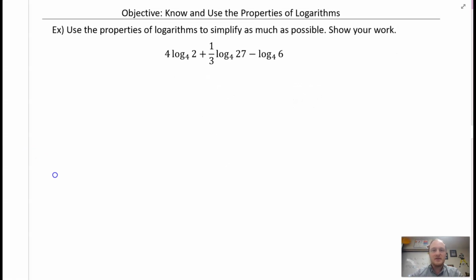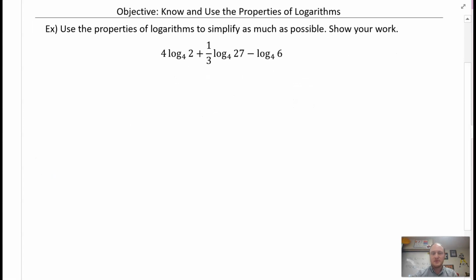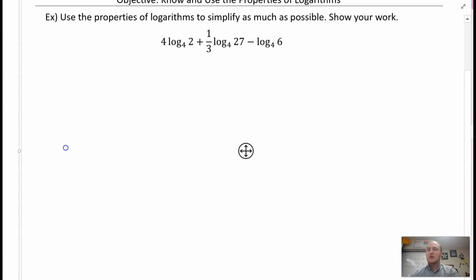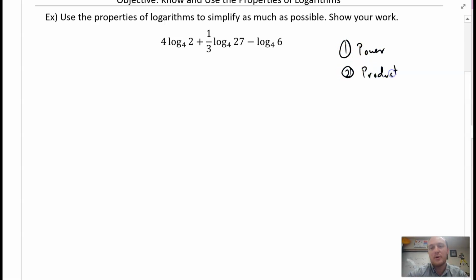Here is the fourth example. Please write this one down. And this one, whoo, there's a lot going on. We're going to go ahead and first use the power property, so I'll show you that. Then we're going to use our product property, I'm going to combine with adding, and then our quotient property, if you see that subtraction.